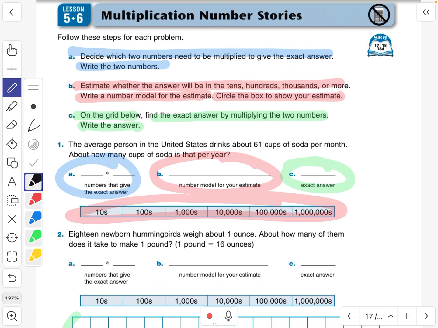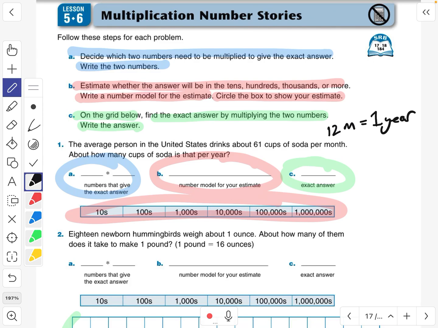The average person in the United States drinks about 61 cups of soda per month. How many cups of soda is that per year? We do need to know how many months are in a year. And I happen to know 12 months equals 1 year.